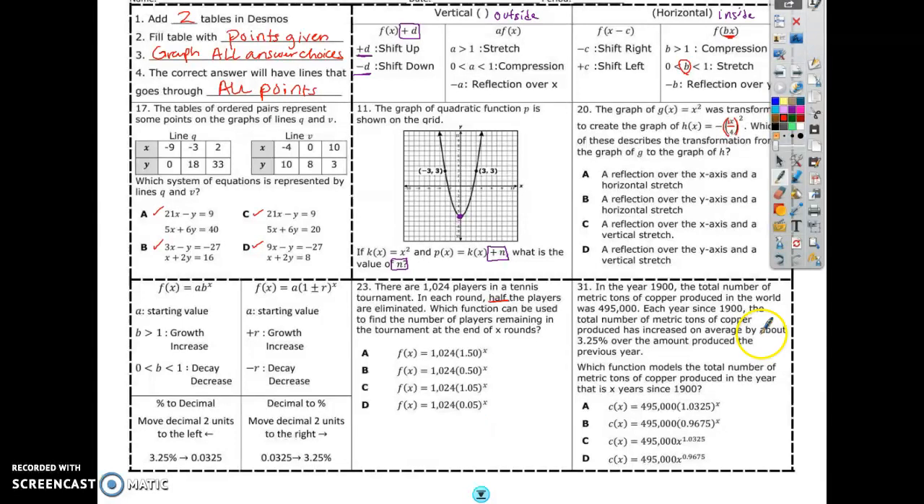And then for 31, it says increased 3.25%. So if I change 3.25% to a decimal, that's what it is. And it says increased, so I'm adding to 1. So this needs to be added to 1. Which one of these means that you added to 1? You can also put the answer choices in Desmos, and look at the table to see which one is giving you half every time.